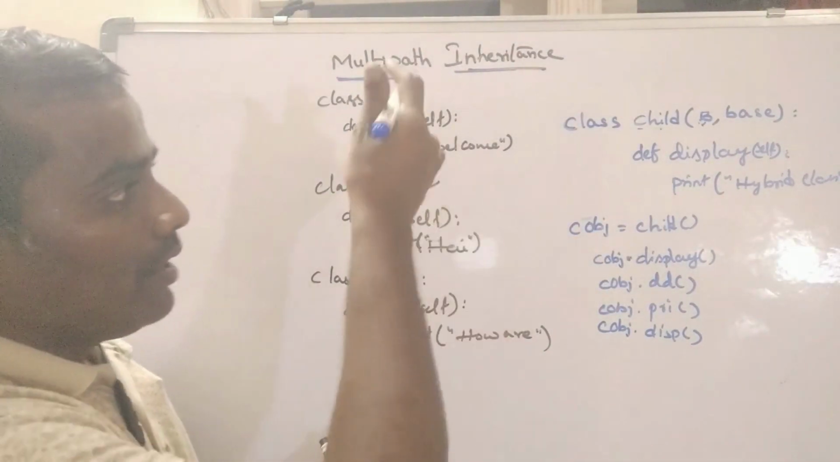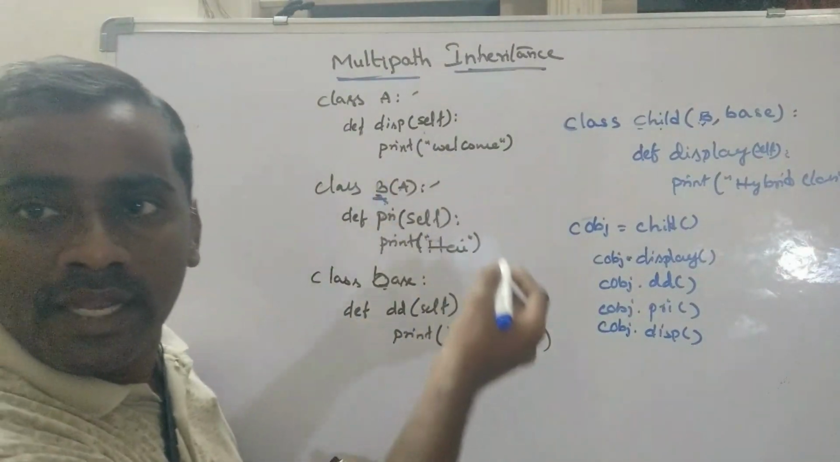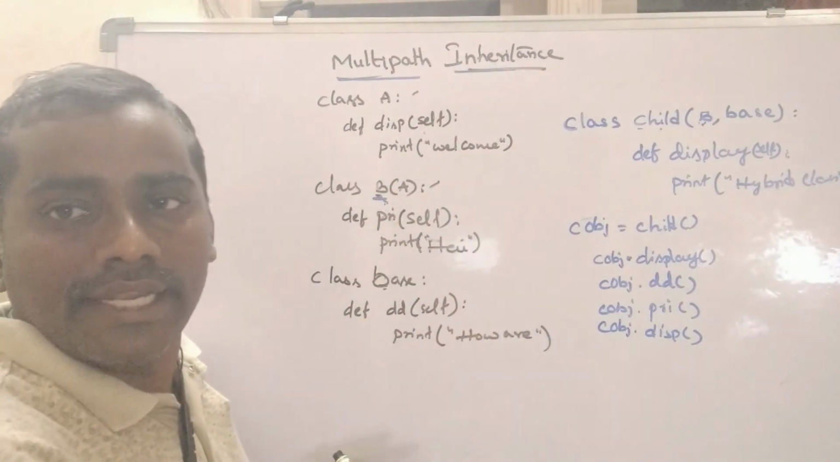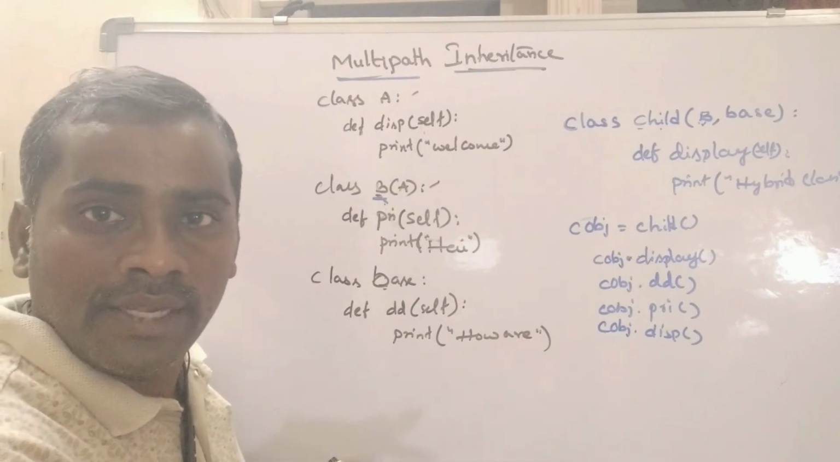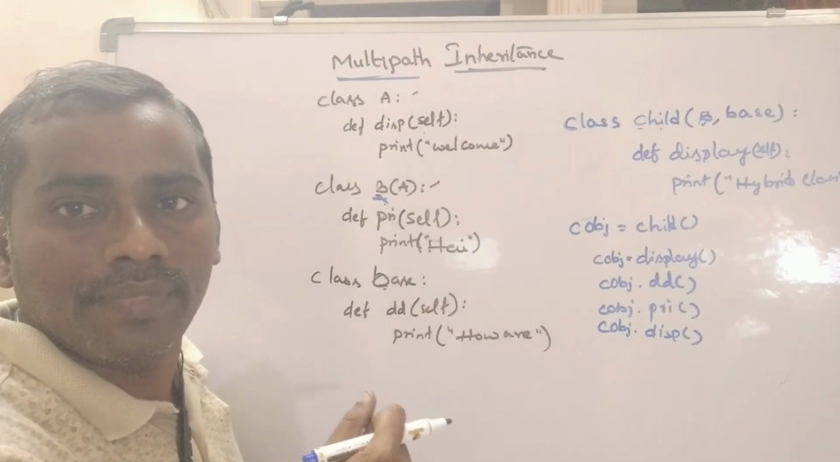Clear? I hope everyone is clear about what is meant by inheritance and what the different types of inheritance are: single inheritance, multiple inheritance, multi-level inheritance, and hybrid inheritance.